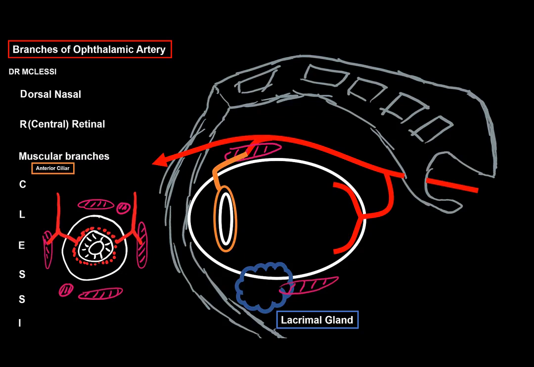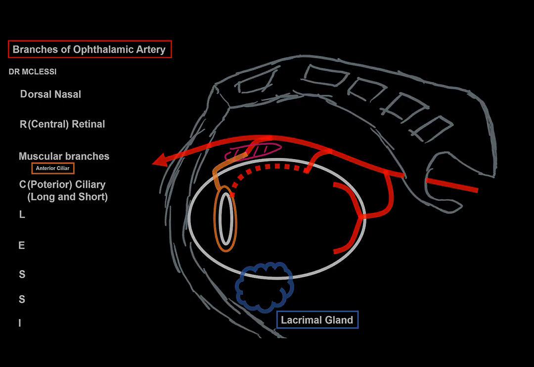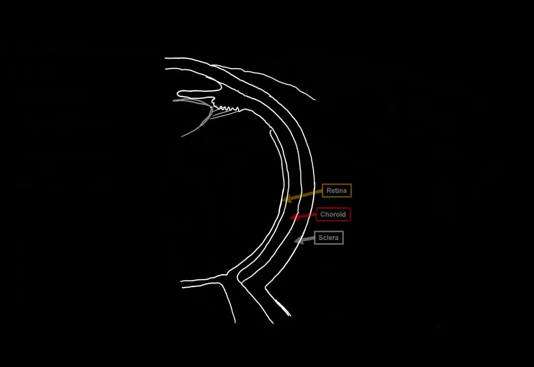And it doesn't really do that alone. The posterior ciliary artery will pierce the eyeball from the posterior side and contribute to the vascular supply of the eyeball. So I want to spend a minute to tell you a little bit more about this circle because it's really important. So again, here's the 3 layers of the eyeball: the sclera, the choroid, and the retina.